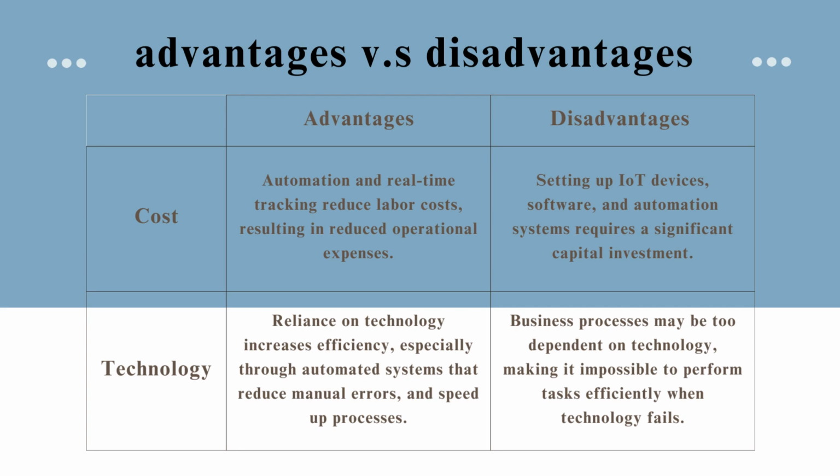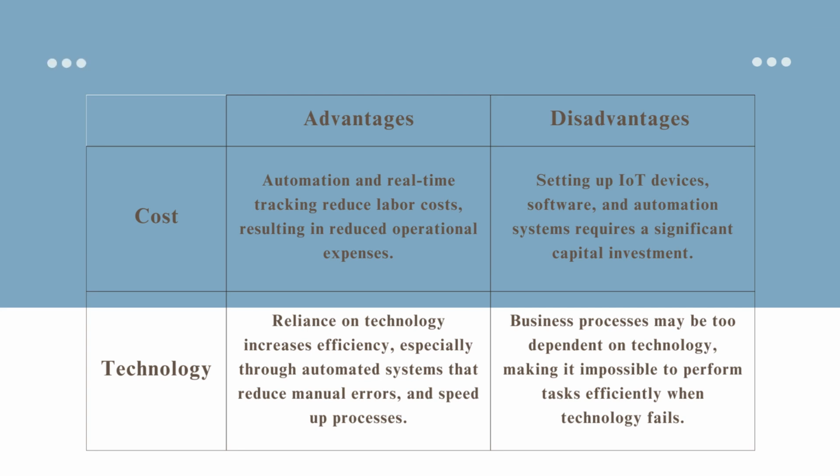And the technology aspect is about relying on technology. It increases efficiency, especially through automated systems that reduce manual errors and speed up processes. And its disadvantage is that business processes may be too dependent on technology, making it impossible to perform tasks efficiently when technology fails.